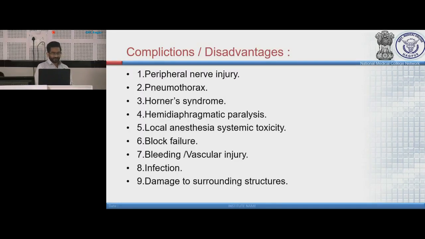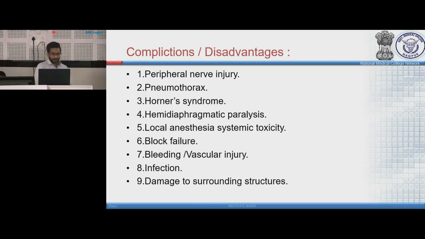Complications, disadvantages. Peripheral nerve injury is most common with the landmark guided technique and less common with ultrasound guidance. Pneumothorax is common with the supraclavicular block because of the close proximity of the apex of the lung. Then Horner syndrome, common with the interscalene block. Hemidiaphragmatic paralysis is again common with the interscalene block, as C3, C4, C5 are superficial and can be blocked by the interscalene block. Then local anesthetic systemic toxicity, again common with landmark guided and PNS guided techniques, as the chances of intravascular injection are more.